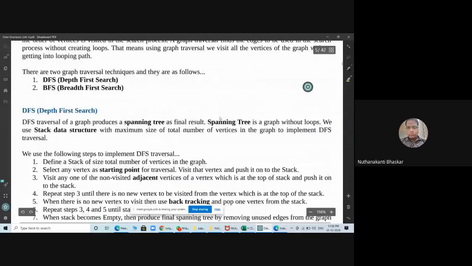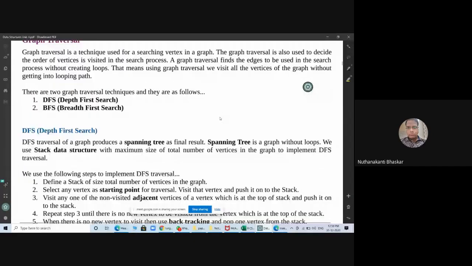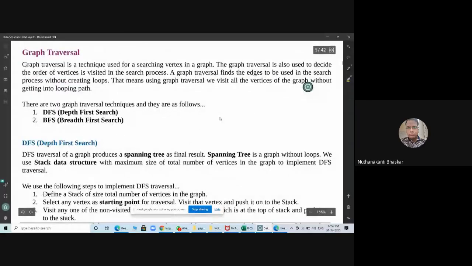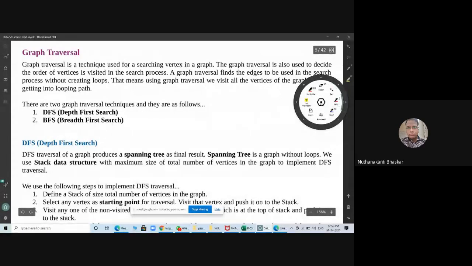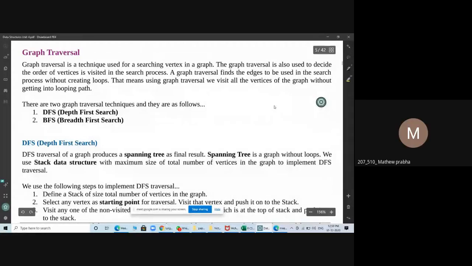Can anyone tell what a stack is now? What is the stack data structure? Is it audible? Last in, first out. That's enough. Sure, you people already attempted the first minute examination. What is the stack data structure?